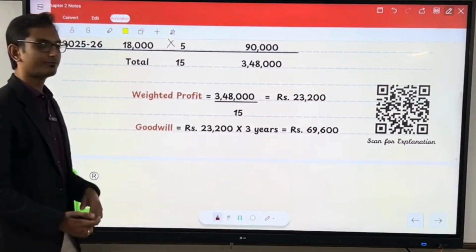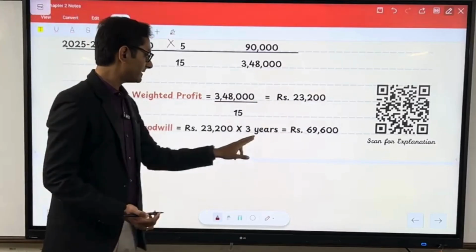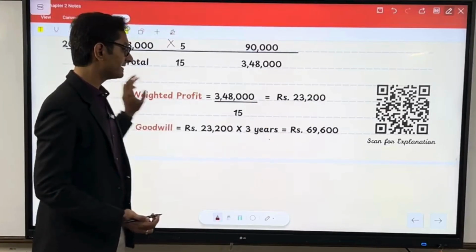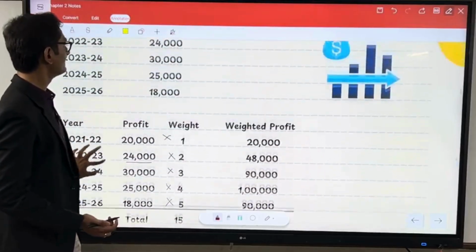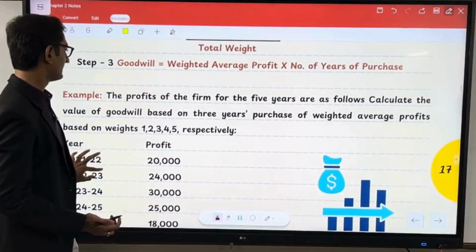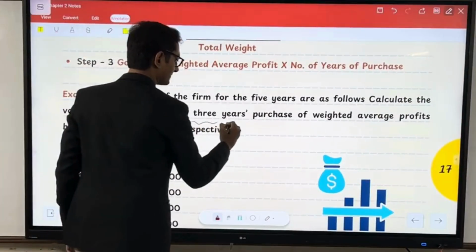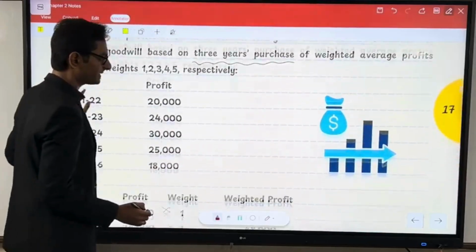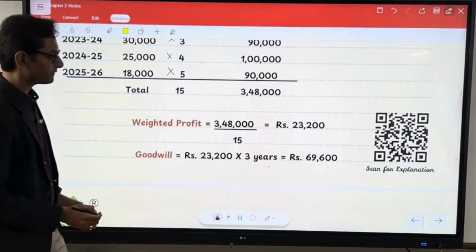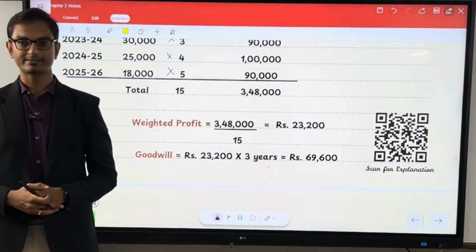Now the goodwill formula: weighted average profit multiplied by the number of years of purchase, that is given in the question, 3 years. It is given in the question, 3 years purchase. So we will multiply by 3, and you will get the value of goodwill, that is 69,600.